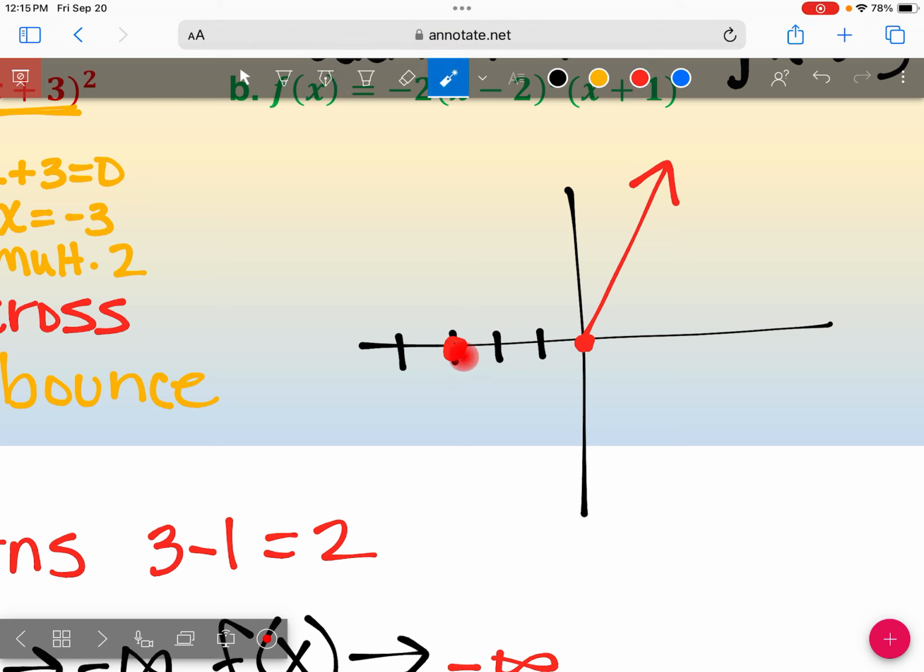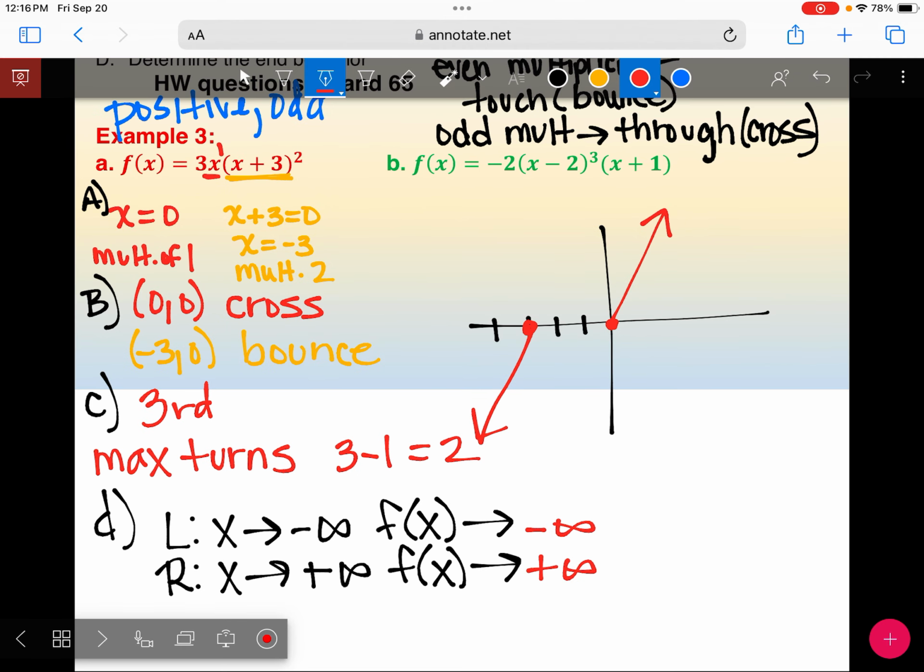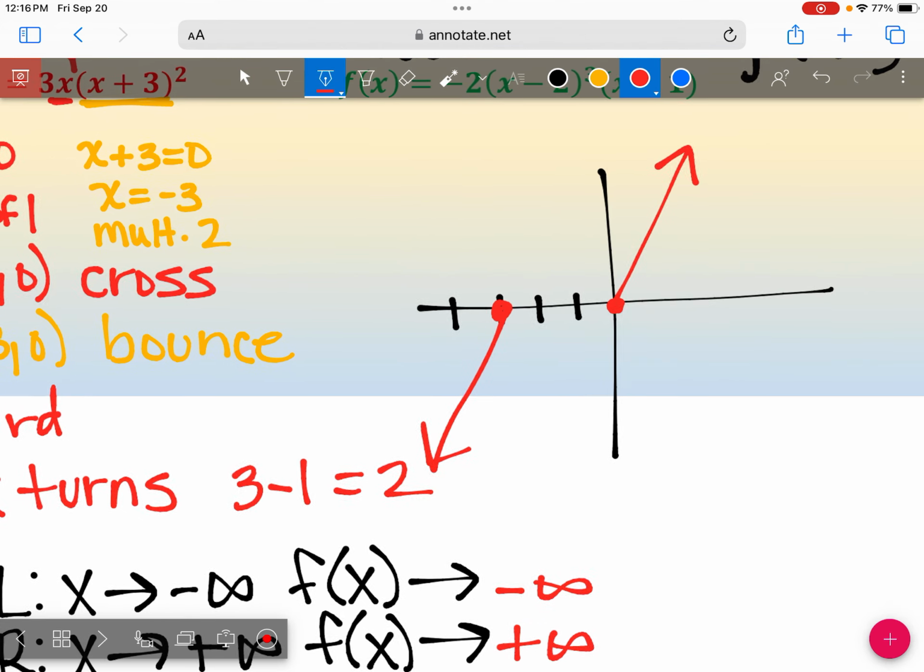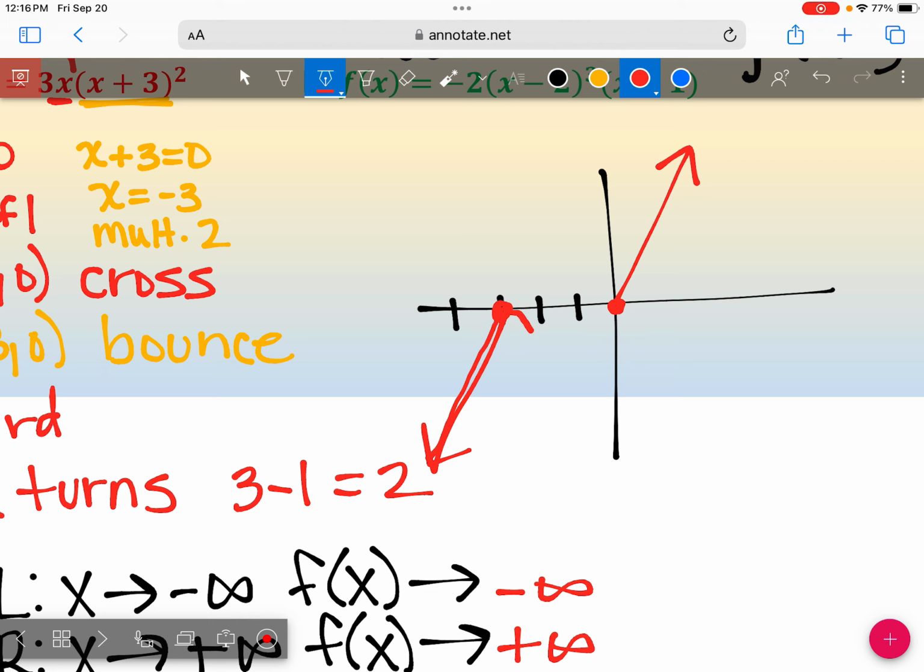And then on this side, what is it going to do? Is it going to go up or is it going to go down? It's going to go down. So at 0, because the multiplicity is 1, it's just going to go through. But at -3, it's going to bounce. So what I mean by that is the graph is not going to go through here. It's going to hit it, then turn back away, and then it's going to come through at 0. That's what it's saying when we say touch and bounce.